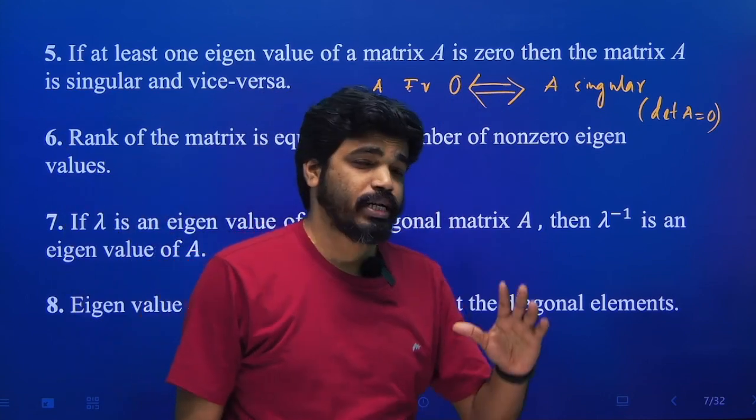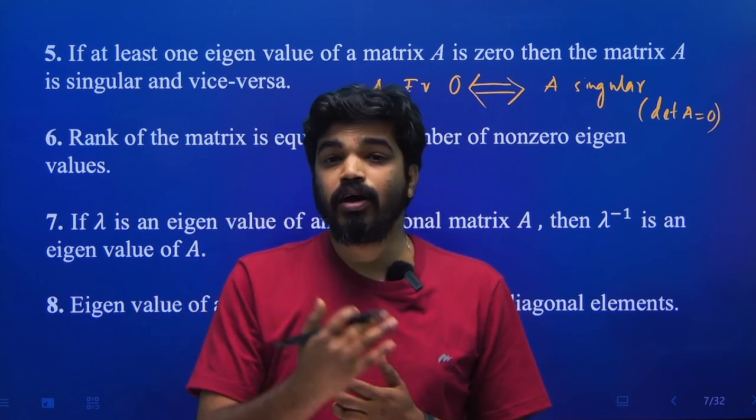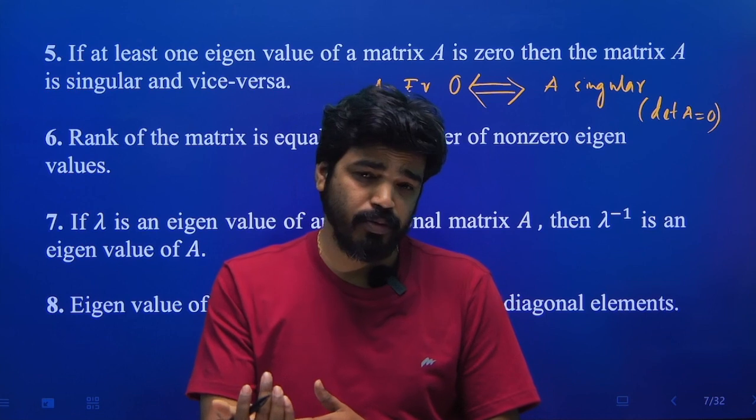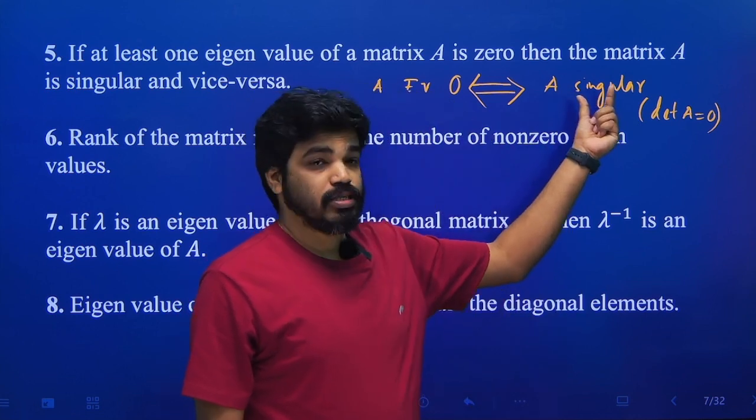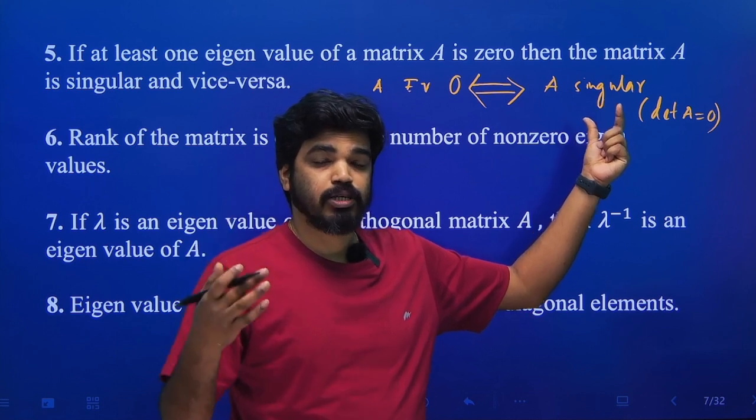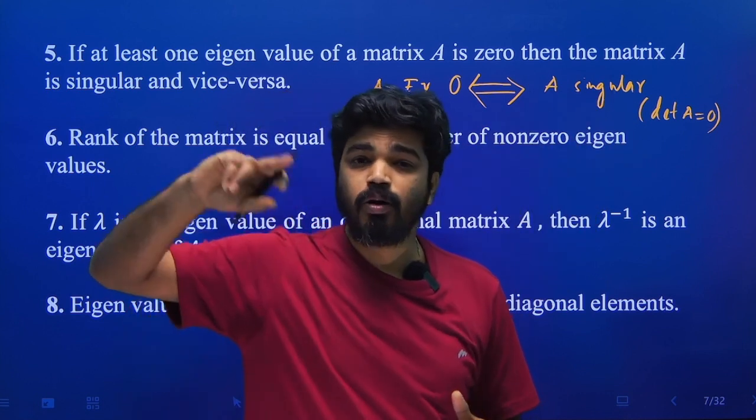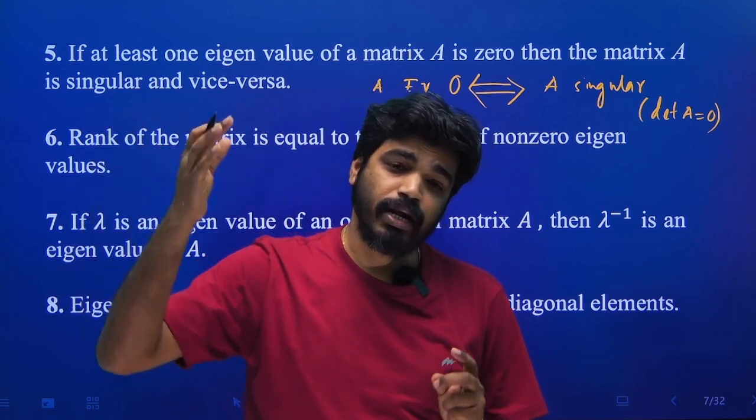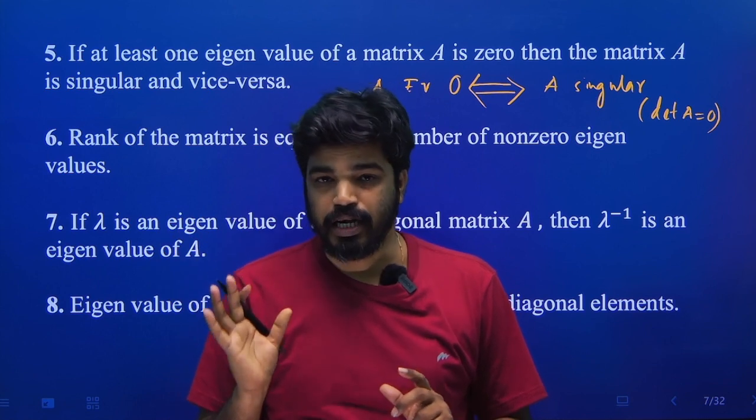So if the eigenvalue of a matrix is 0, then that matrix cannot be invertible. Why not? Because if 0 is an eigenvalue then the matrix is singular. To be invertible, the matrix must be non-singular. So we conclude that if 0 is an eigenvalue of A, then the matrix A is not invertible. Getting my point?